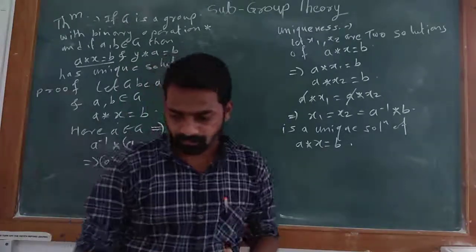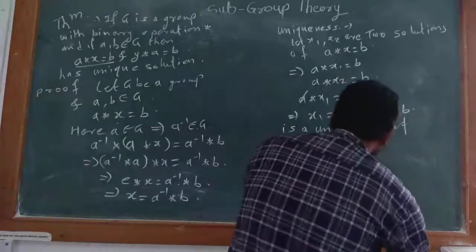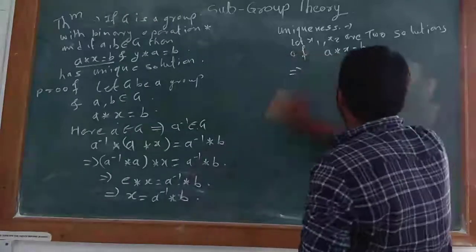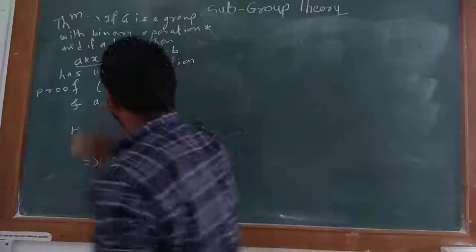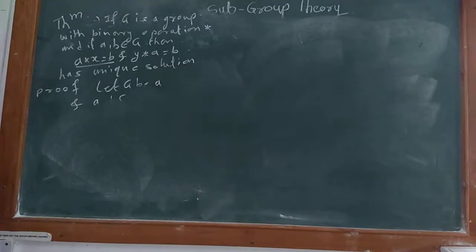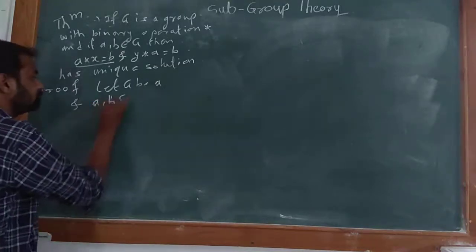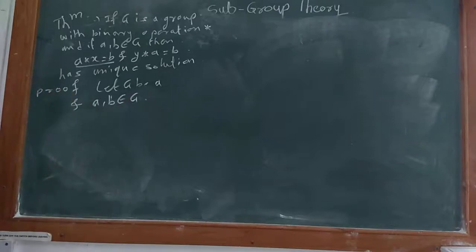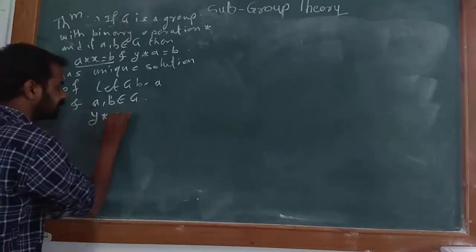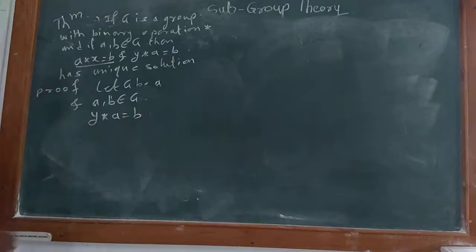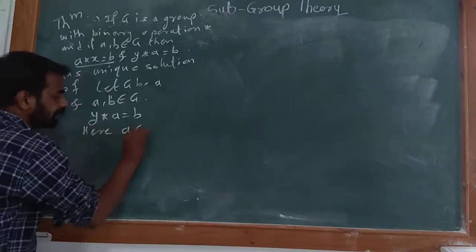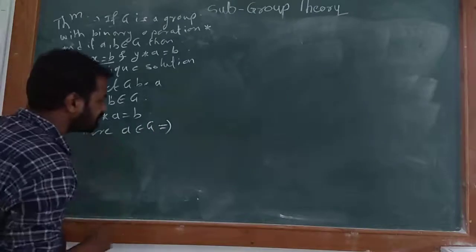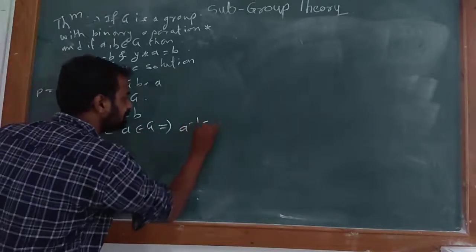Similarly, we show that the solution of y star A is equal to B is unique. Second, let G be a group and A, B belong to G, and y star A is equal to B has a unique solution. We have to show y star A is equal to B has a unique solution. Here A belongs to G, same as previous, A belongs to G implies A inverse also belongs to G.